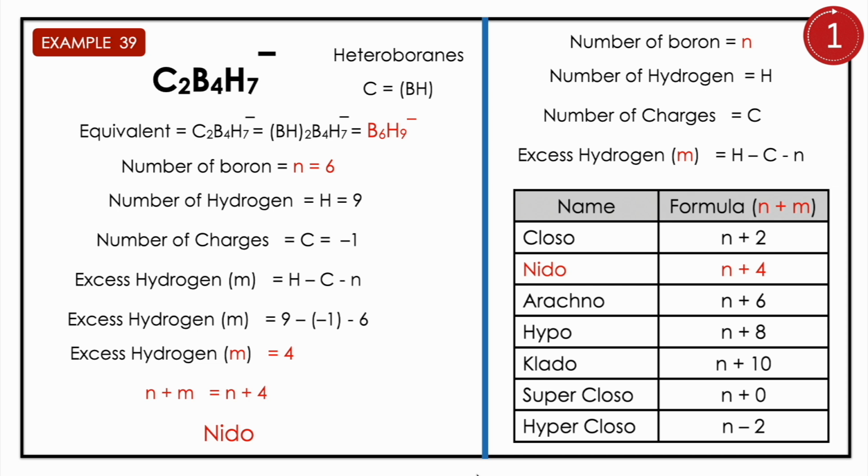First step will be counting the boron. There are 6 borons, so N equals 6. Hydrogens are 9, so H equals 9. Charge is minus 1, so C is minus 1. Excess of hydrogen will be M equals H minus C minus N. If you substitute the values, 9 minus of minus 1 minus 6. If you solve it, you will get M equals 4, that is an N plus 4 system. If you look at the table, N plus 4 means it has Nido structure. So according to Wade's rule, C2B4H7 minus has the Nido structure.